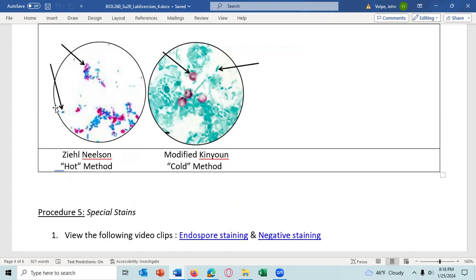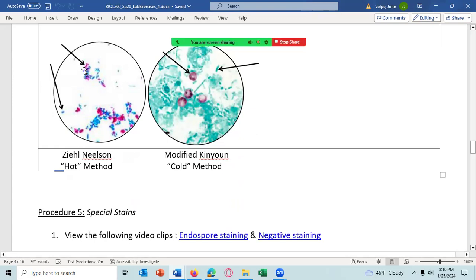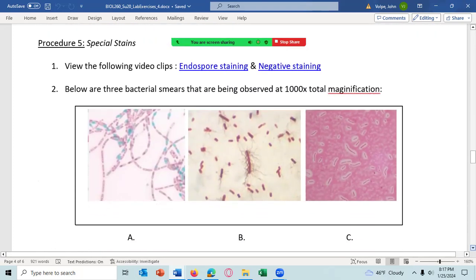Okay? And then tell me, for this cell here, say for the left picture, the topmost arrow, if that's acid-fast positive bacteria or acid-fast negative bacteria. And then we have cells over here, and tell me if this cell is acid-fast positive, and then this cell here, tell me if it's acid-fast positive or acid-fast negative. Any questions about that?